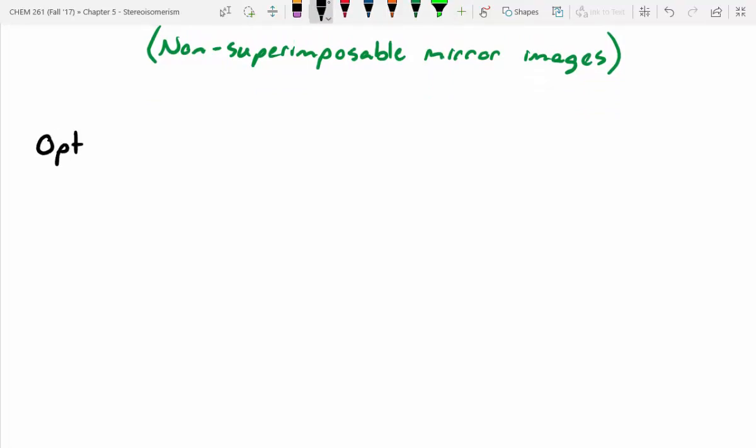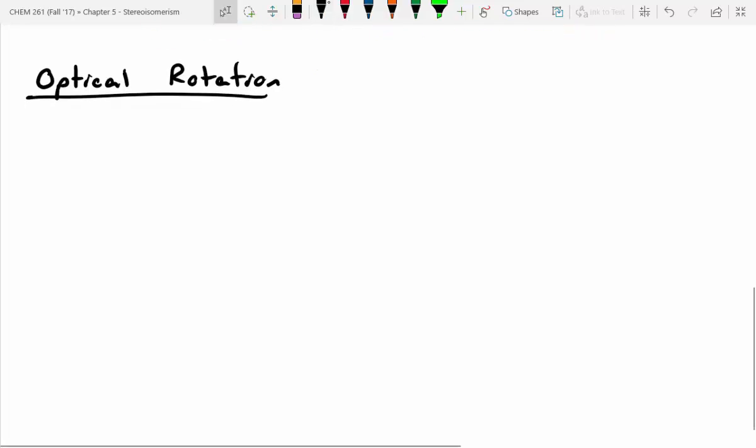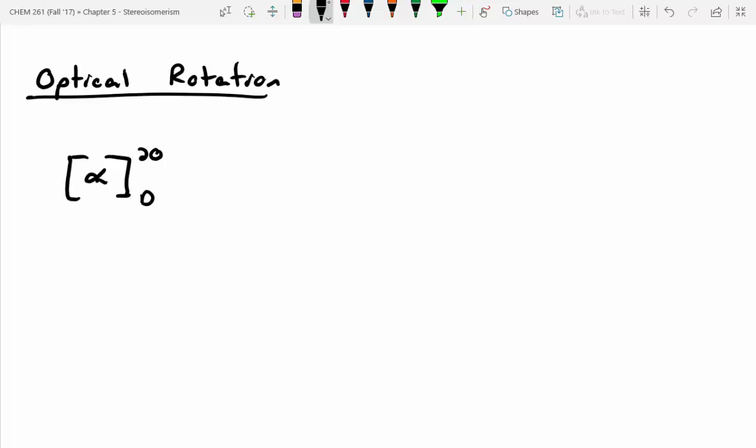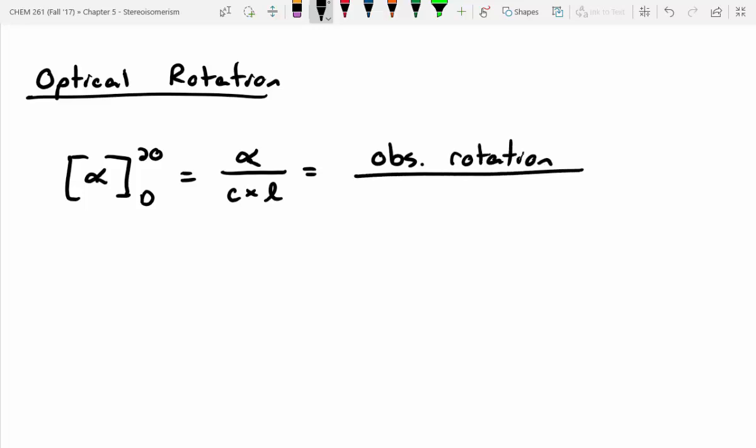And this is referred to as optical rotation. All right, with optical rotation, what we have is alpha in brackets. And then we have some number in the top right-hand corner. It's usually 20. And then usually a symbol down here. And I'll show you guys what this means, but let me finish writing out the equation. It's alpha over C times L. And this is equal to your observed rotation divided by the concentration of your sample. And the concentration is always in grams per milliliter for optical rotation, not in molarity.